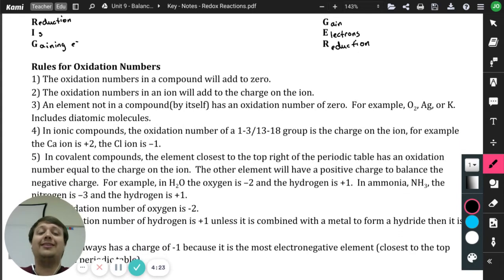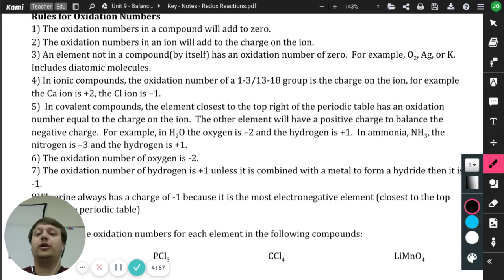Rule number 4 says that if I'm in an ionic compound, the oxidation number of groups 1 through 3 and 13 through 18, they are equal to their charge. So if I've got calcium and chloride, so calcium chloride, calcium has a +2, chlorine has a -1. Okay, calcium is in group 2, so everything in group 2 has a +2 charge, and chlorine has a -1 because everything in group 17 has that -1 charge. Now, again, that's only with ionic compounds.